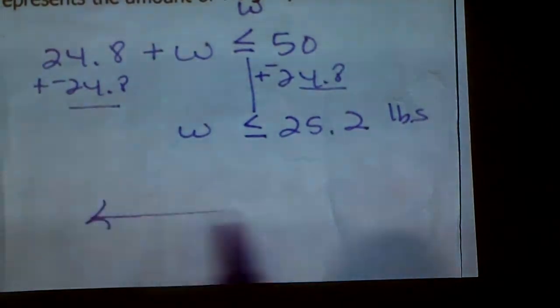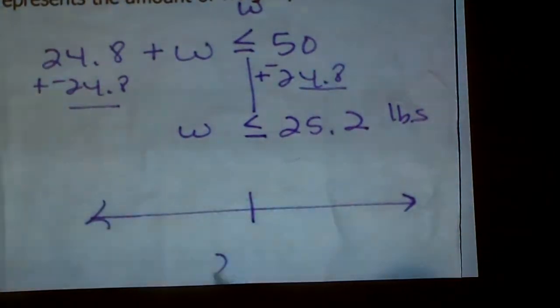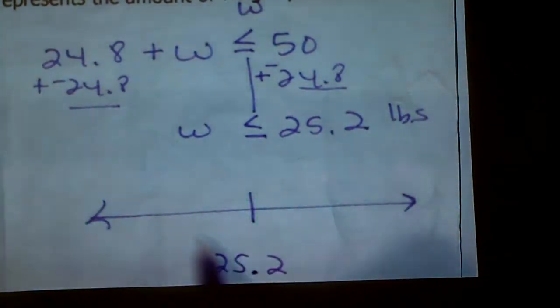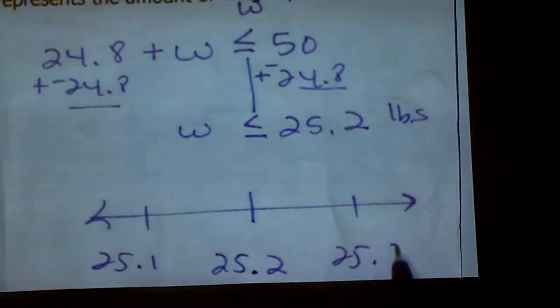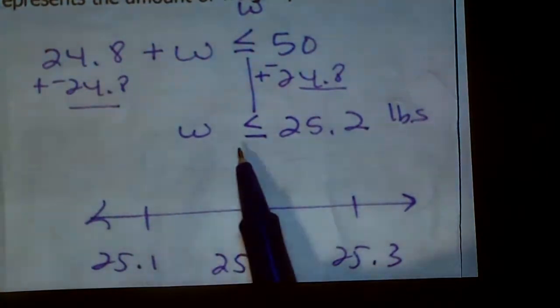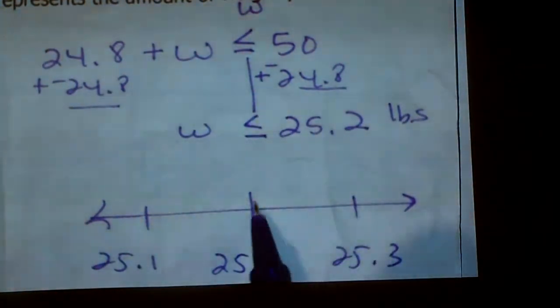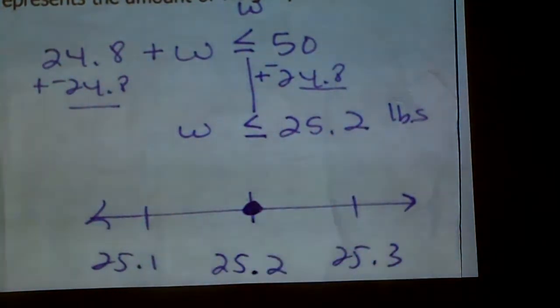And we, of course, want to graph this. I know when we see non-whole numbers, what do we do? It's no big deal. There's a tenth here, so I'm just going to write 25.1 here and 25.3 here. So the weight of the bag can be less than or equal to. That means it can be 25.2, so I'm going to fill that in. And it can be these values less.